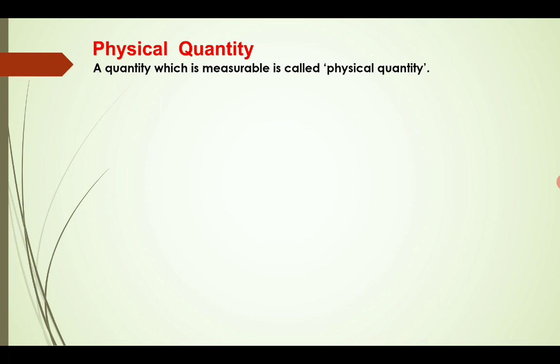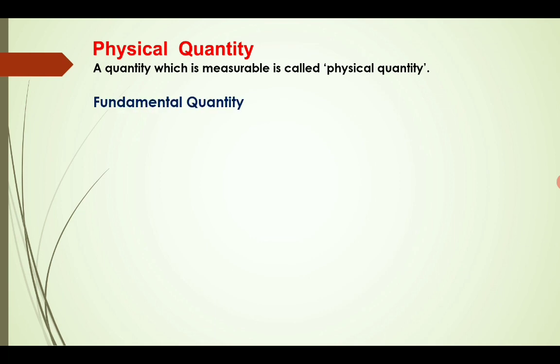Now, what is a physical quantity? A physical quantity is that quantity which is measurable. That is, we can measure a quantity like the mass, the time, the length, the intensity of light. So there are so many physical quantities around us. Now these physical quantities can be further categorized into the fundamental and the derived quantities.